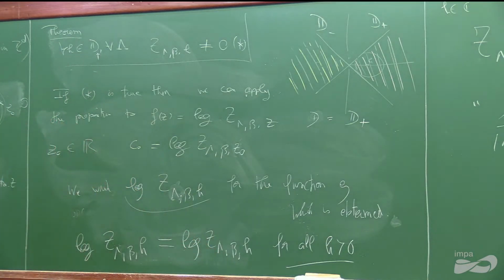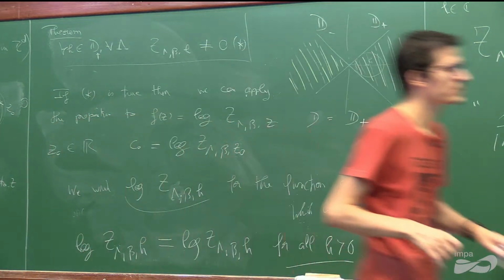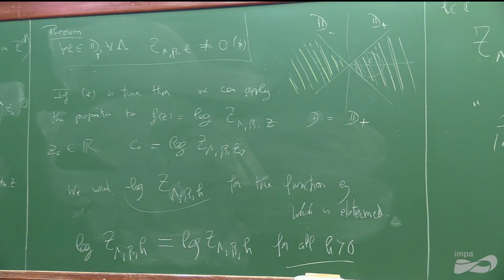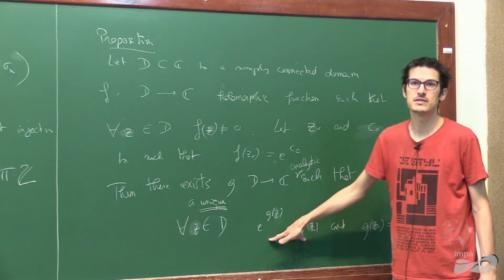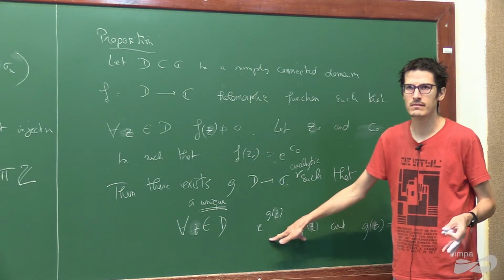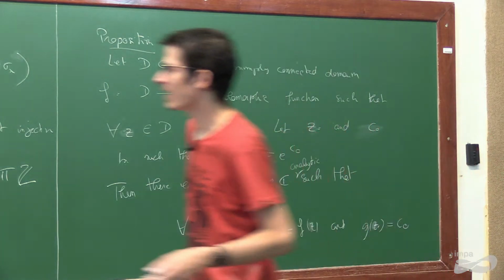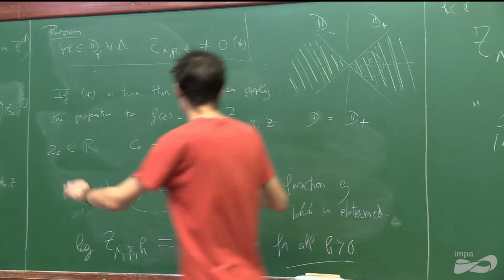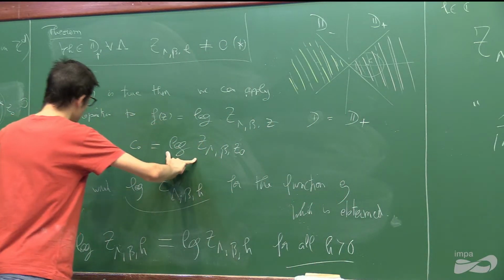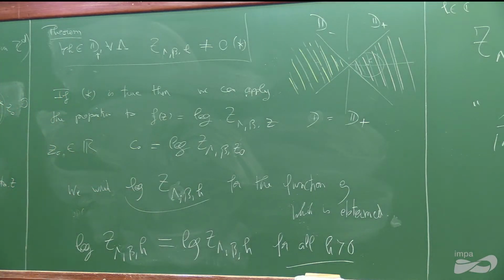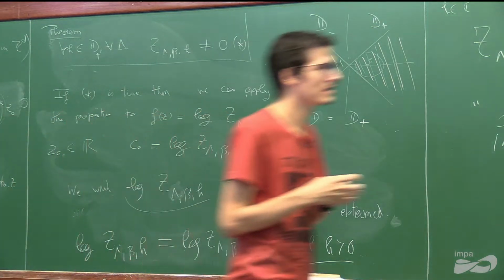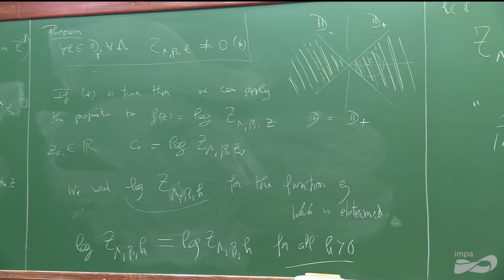So how do you see this? Well, basically, this relation tells you that this is true modulo 2i pi. This specification here tells you that this is true for one specific point on the line, and then continuity allows you to conclude.